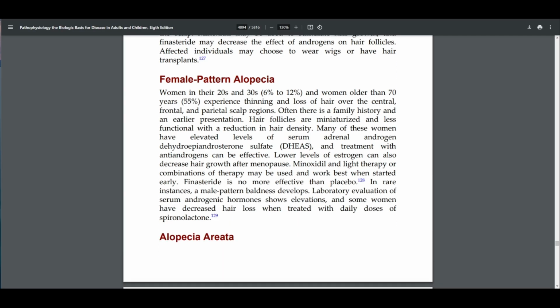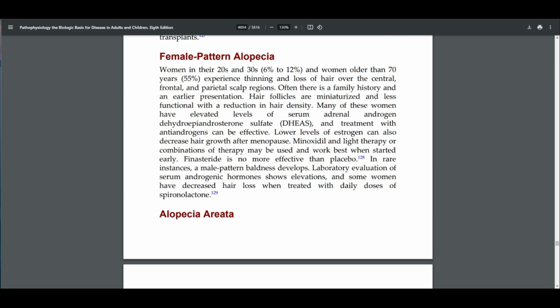Female pattern alopecia. Women in their 20s and 30s and women older than 70 years experience thinning and loss of hair over the central, frontal, and parietal scalp region. Often there is a family history and earlier presentation. Hair follicles are miniaturized and less functional with a reduction in hair density.